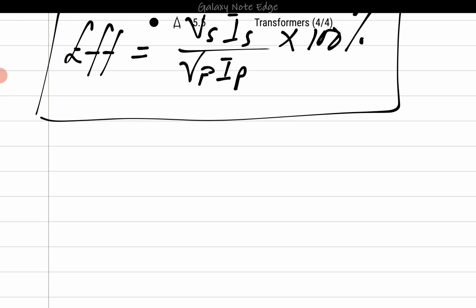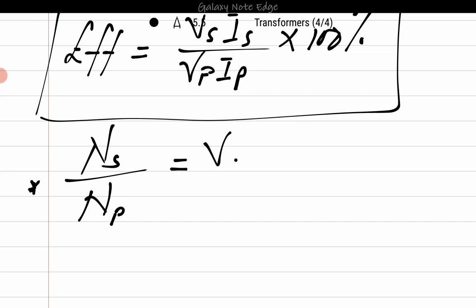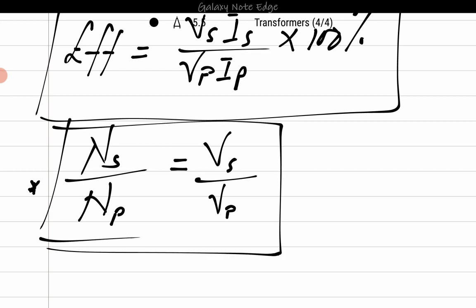Take note, there is another formula that we need to apply in our solutions. It says number of coils in the secondary divided by number of coils in the primary is equal to voltage in the secondary divided by voltage in the primary. So this is another formula that we must strongly remember, because when we're answering questions, it is the one that is applied. So we're going to look at a few examples.